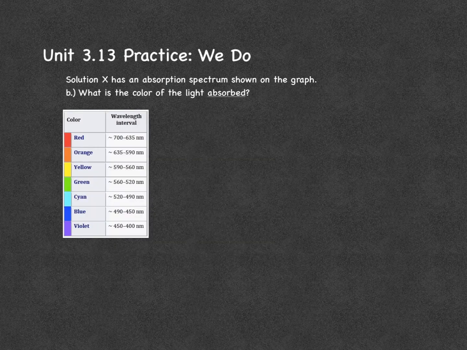So part B asks us what is the color of the light absorbed. So it's 620 nanometers. That's going to fall right here in the orange section, which goes from 635 to 590 nanometers. So our 620 is going to be right in there. So the color of light absorbed is going to be an orange light at that particular wavelength of 620 nanometers.